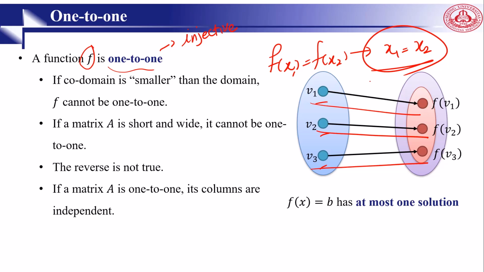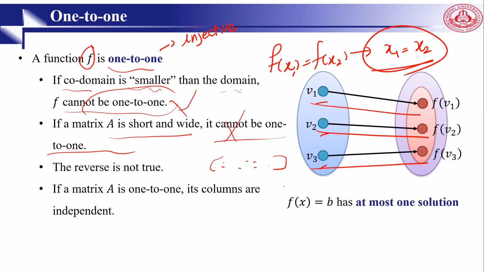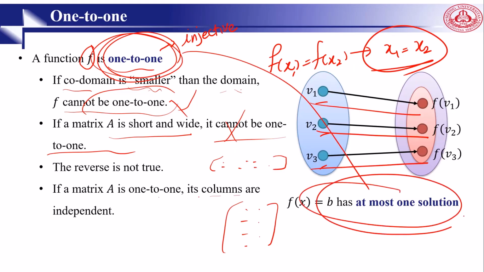If a function is one-to-one, then the codomain cannot be smaller than the domain. It means it should be bigger. If a matrix is short and wide, right? Then it cannot be one-to-one. The inverse is true. If we have something like this, then it can. If a matrix is one-to-one, its columns are independent. And in this case, if a matrix is one-to-one, then we have at most one solution for a system of linear equations.